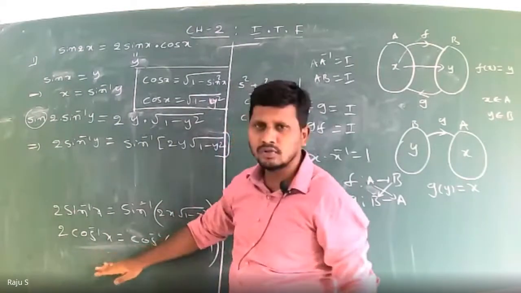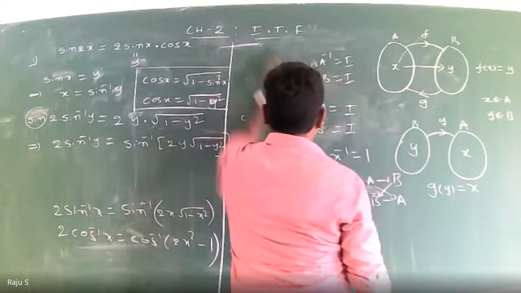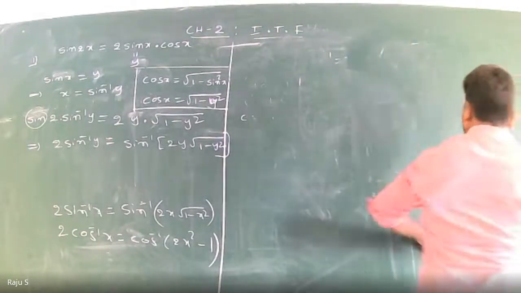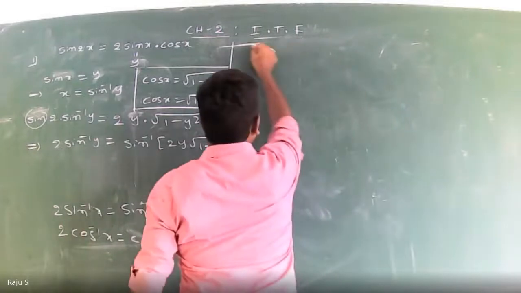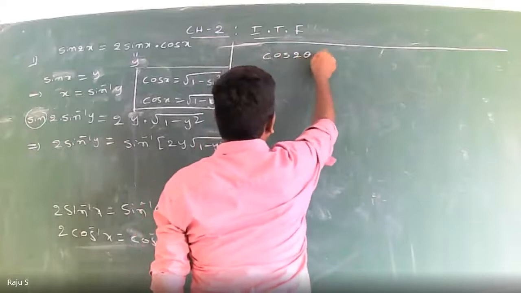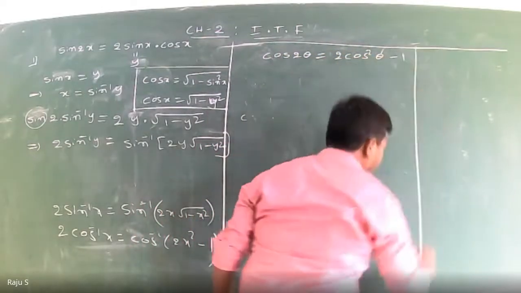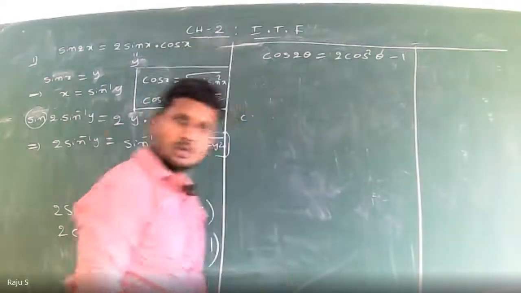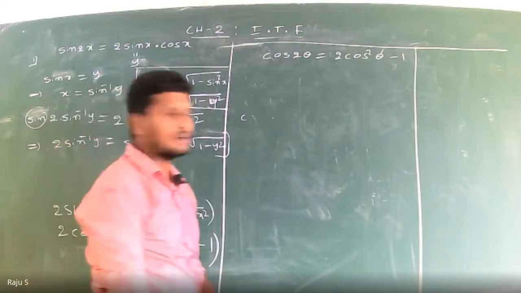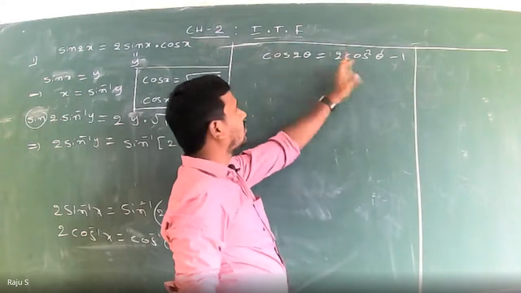So how can you prove this? 2 cos inverse x is equal to cos inverse of 2x square minus 1. Let's see here. What is the cos 2 theta formula? It's better to remember cos 2 theta. Cos 2 theta is equal to 2 cos square theta minus 1. Am I right? So I am going to derive this part: 2 cos inverse x is equal to cos inverse of 2x square minus 1. That's it.